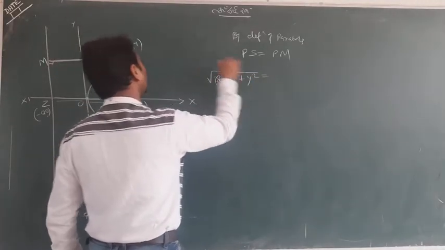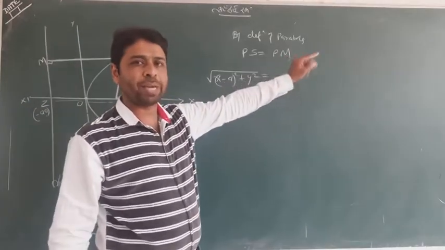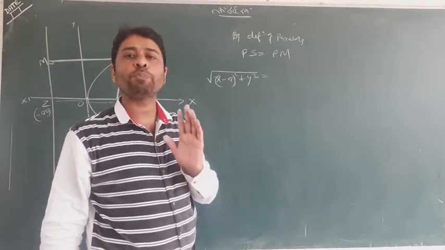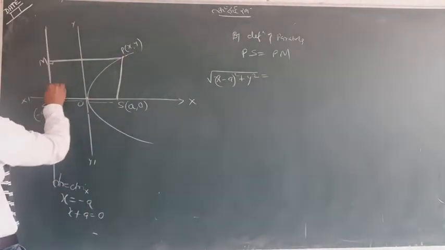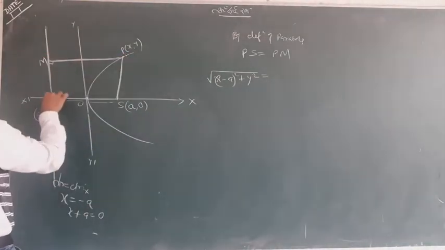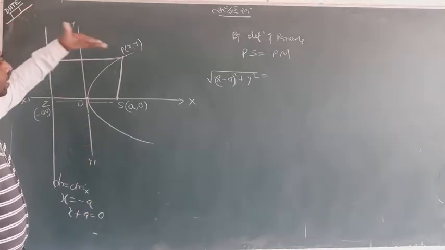Y2 minus y1 square, so y minus 0 square is y square. But this is important, PM. PM means the distance of P to M. P is a point, and the directrix is a line whose equation is x plus a.